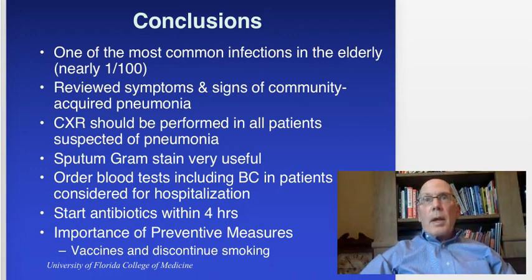Let me offer a final summary for the topic of community-acquired pneumonia. It is one of the most common infections in the elderly, nearly 1 per 100. I've reviewed the symptoms and signs of community-acquired pneumonia, emphasized that chest X-ray should be performed in all patients with suspected pneumonia, defined the usefulness of the sputum gram stain, the importance of ordering additional tests, including blood cultures in patients being considered for hospitalization, the importance of starting antibiotics within 4 hours, and I've emphasized the importance of preventative measures, vaccination for influenza and strep pneumoniae, and discontinuing smoking.